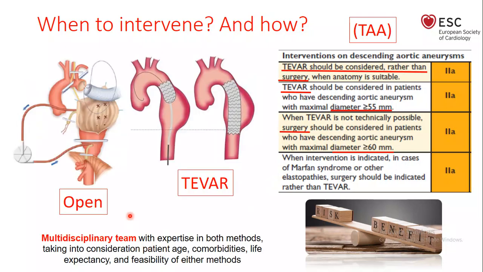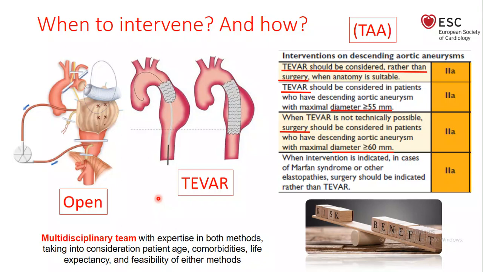So when to choose open and when to choose TEVAR, we should know that TEVAR has significantly lower 30-day mortality in comparison to open surgery. But this benefit is actually lost in the long term due to a higher rate of re-intervention and stent graft-related complications. So the choice of this modality needs a multidisciplinary team discussion with expertise in both methods, taking into consideration patient age, life expectancy, comorbidities, and feasibility of each pathway.